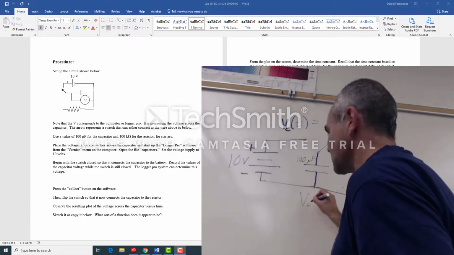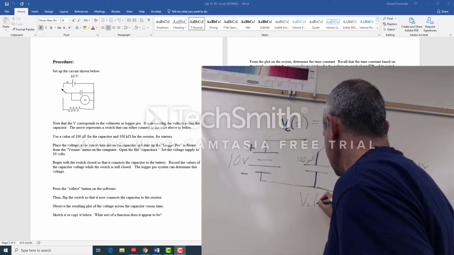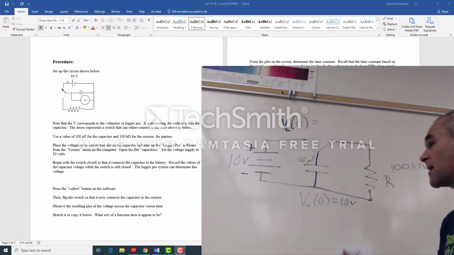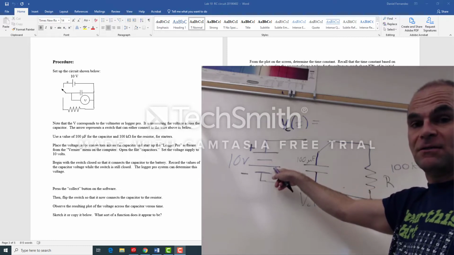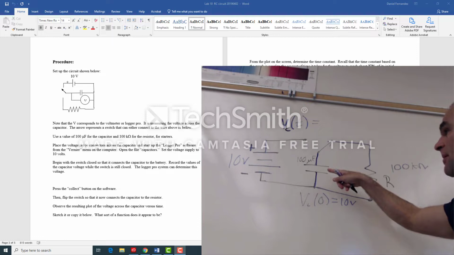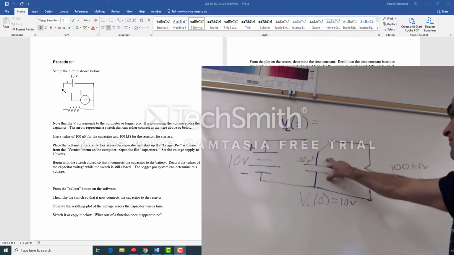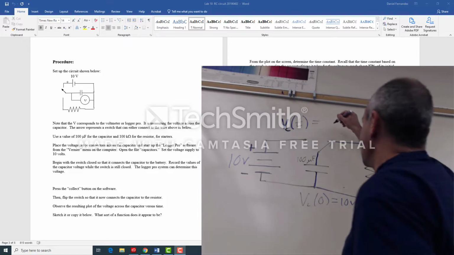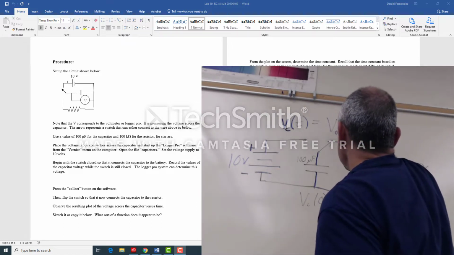The initial capacitor voltage is 10 volts. It's got to be, because that's what it was when it was charged up from the battery. It's going to be hooked up to the resistor, and as we talked about in our class lecture, the voltage across the capacitor is then going to leak out, or the charge is going to leak out through the resistor, and the voltage is going to go down. That's what we're going to see. And the way it's going to go down is going to be, hopefully, based upon this equation.